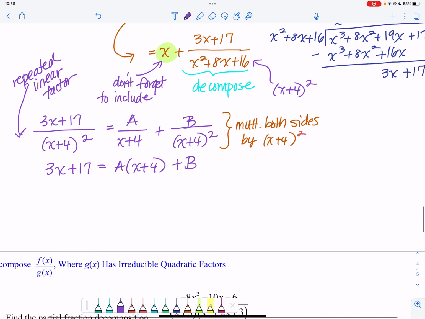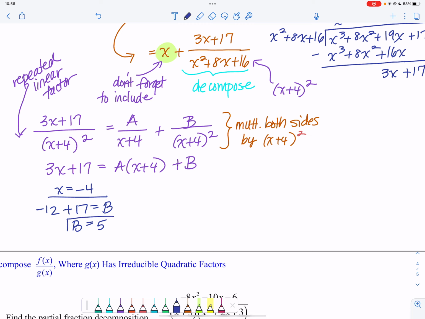So now we only need to let x equal negative 4. So we have negative 12 plus 17 equals b. And as you can see, b equals 5. So that was nice and fast. So we have other ways that we can do this. We might as well go ahead and let b equal 5 and just plug that in and solve for a.